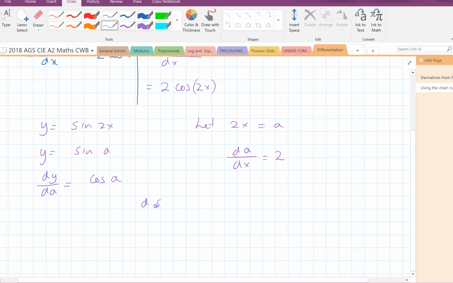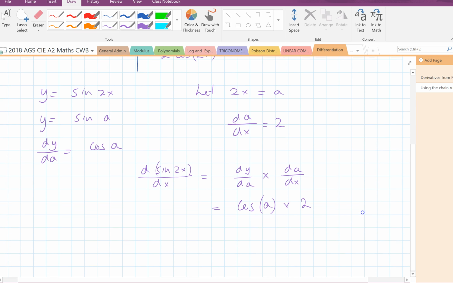So if we try and join these two together now, what is the derivative of sine 2x with respect to x? Well, it's going to be the derivative of y with respect to a times by the derivative of a with respect to x. That's the chain rule. And so I'm going to get cos a times by 2. And in fact we know that a is equal to 2x, so it's simply going to be 2 cos of 2x. And so there's our derivative of this.